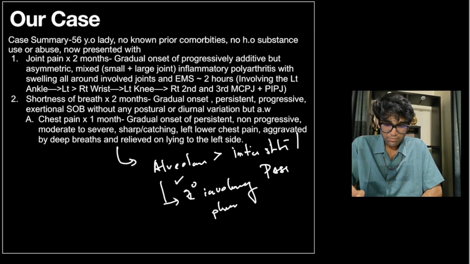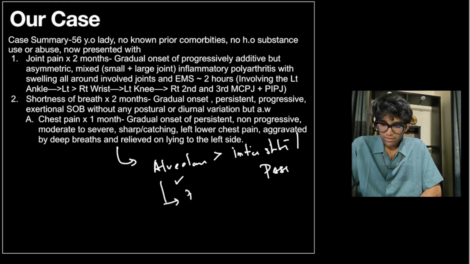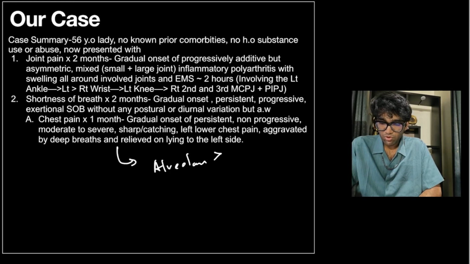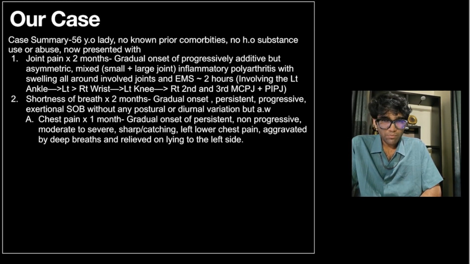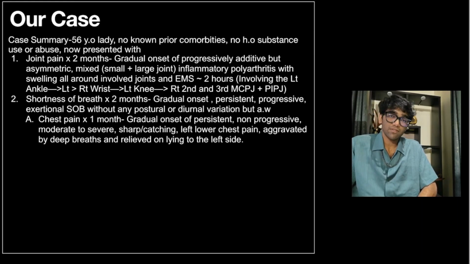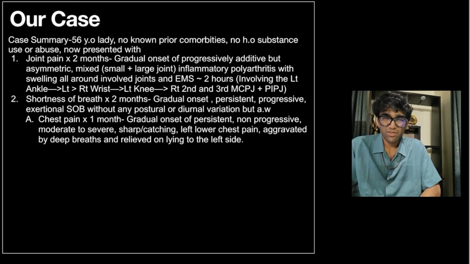So that becomes quite clear even from history. This is our pathology: an alveolar pathology which is secondarily extending to involve the same-sided pleura. Obviously, it could be a pulmonary vascular pathology if it was acute shortness of breath, that is, pulmonary embolism, but pulmonary embolism will usually not present with chest pain and shortness of breath for such a prolonged period.